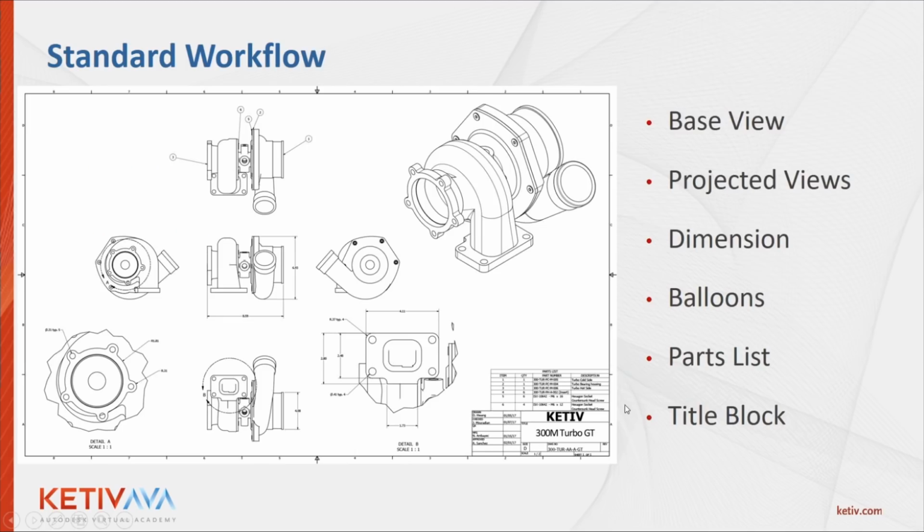So for the most part, I've found not only through training, but also in support here at KETIV, that everyone has more or less the same standard workflow, right? Everyone will open a drawing, and whether you're working in an Inventor IDW or an Inventor DWG, it's generally going to be the same thing. But you'll place a base view, maybe some projected views, add some dimensions here and there where needed, some basic ballooning, a parts list, and then manually fill out your title block.